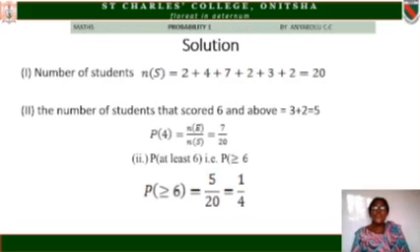Solution: the number of students in that test is 2 plus 4 plus 7 plus 2 plus 3 plus 2 equals 20. Then the number of students that scored 6 and above equals 3 plus 2 equals 5. So the probability of scoring 4 is n(E) over n(S), which is 7 over 20. Probability of scoring at least 6 equals 5 over 20, which is 1 over 4.